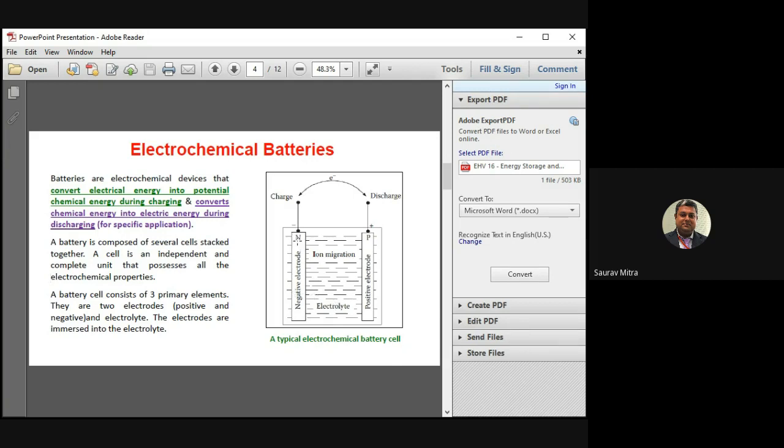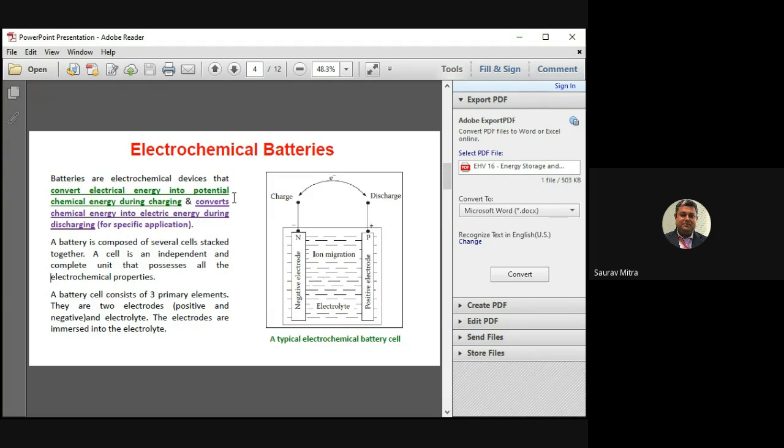So N is the negative side, P is the positive side. Whenever I say N, electrons are moving from N to P. Current is moving from P to N. And the electrolyte is something through which the reaction is taking place. So there should be a certain amount of water inside this. This electrolyte is a kind of liquid.